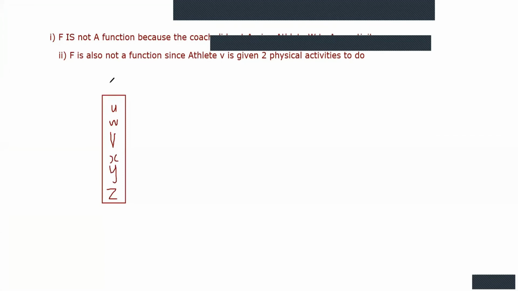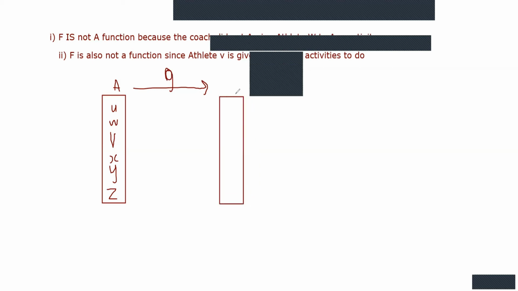So this is the domain A, and this is the function g. And we can construct the codomain now. The codomain is the 4 activities: 1, 2, 3, 4. Now remember guys, it said minimal changes.